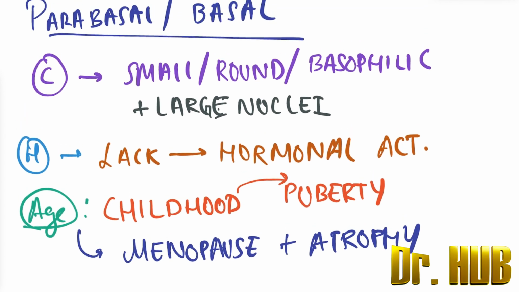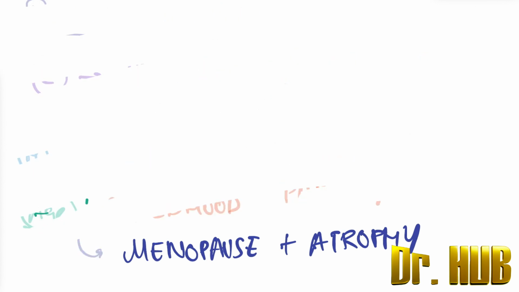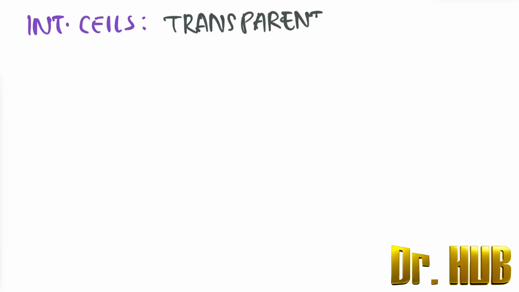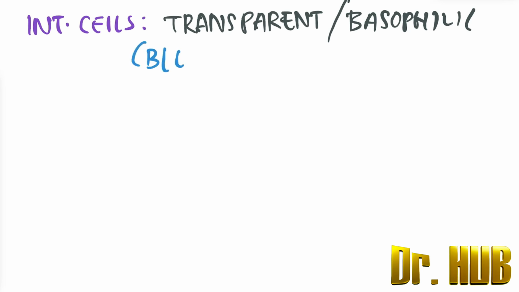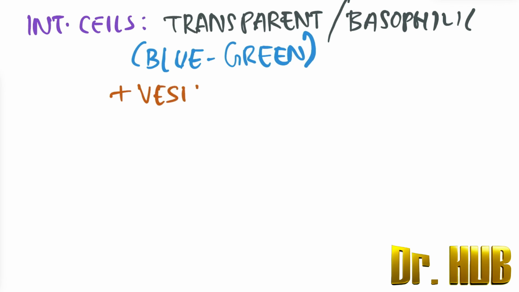Then let's move on to the intermediate cells. The cell characteristics: it is transparent, and it is basophilic. By basophilic, there is a blue-green color. There is also the presence of vesicular nuclei.